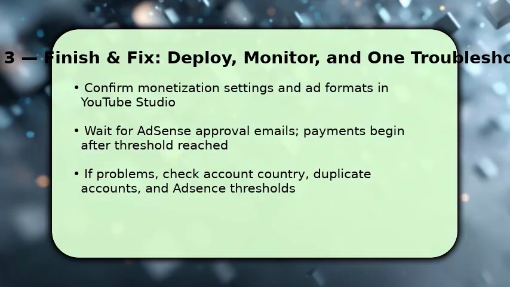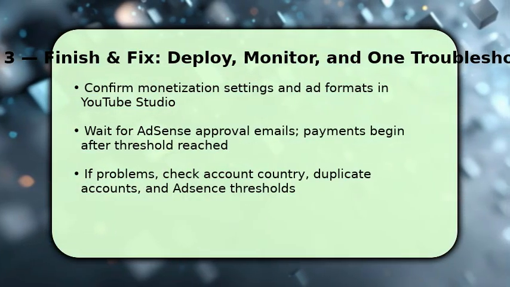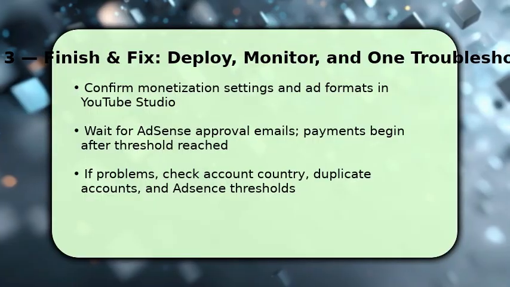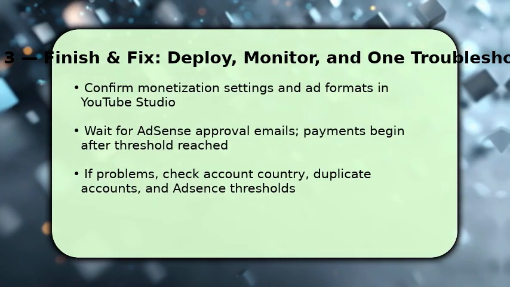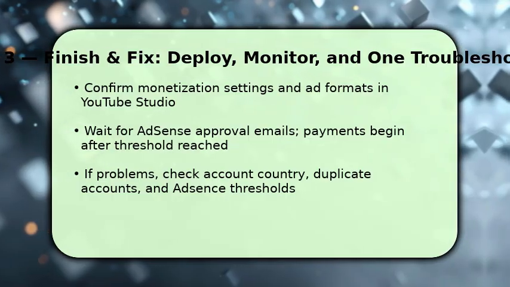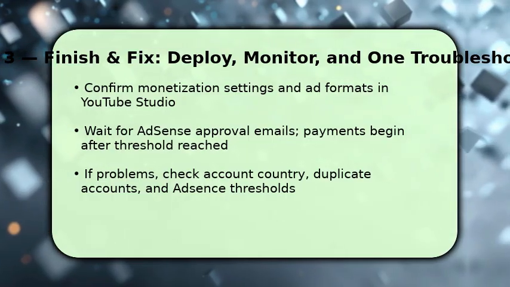Add formats, placements, and channel-level options, then save changes. After linking, AdSense sends approval and payout emails. Payments start only once you meet the payment threshold, typically $100 or local equivalent.